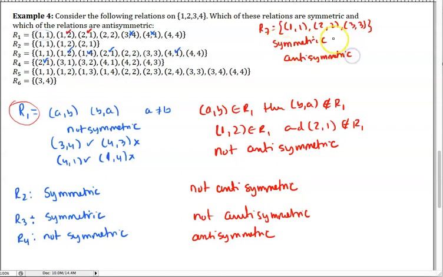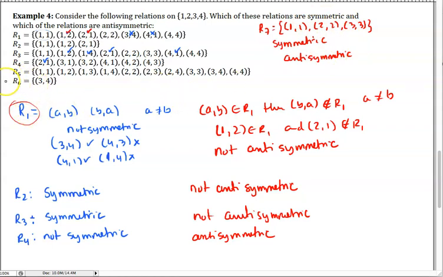Okay, symmetry, again, if you have a pair of points and the inverse is in there, then it's symmetric. And anti-symmetric, this rule, if you have AB, then BA cannot be there, only applies when A is different than B. It doesn't apply when they're the same. So this is also anti-symmetric.